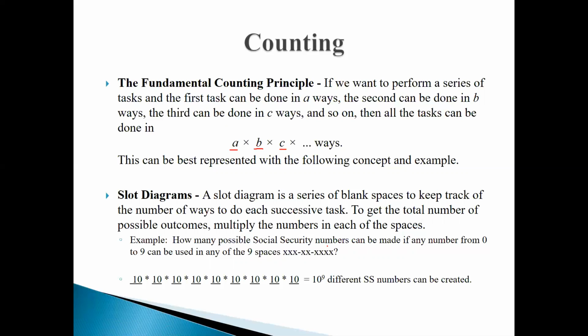So how many possible Social Security numbers can be made if any number from 0 to 9 can be used in any of the 9 spaces? So basically, we're going to have the 9 spots here that we're going to multiply together. And what numbers in each spot? Well, 0 to 9, there's 10 numbers there. So there's going to be a 10 in each one of those. Represented like this, it's going to be 10 times 10 times 10, or 10 to the 9th different Social Security numbers that can be created. Okay, and so that's an example of how one can use slot diagrams. We'll use them again in a little while, but in the most basic sense, you just plug in the numbers and multiply them out.